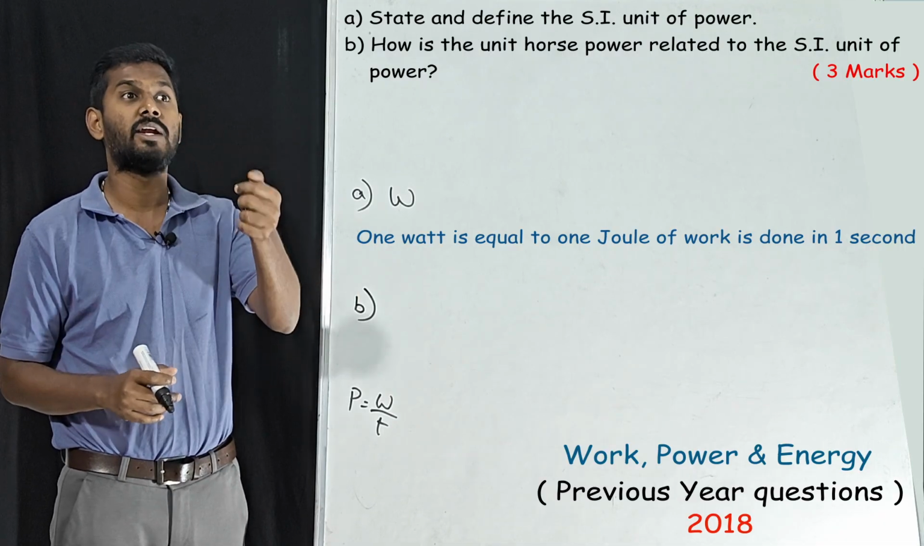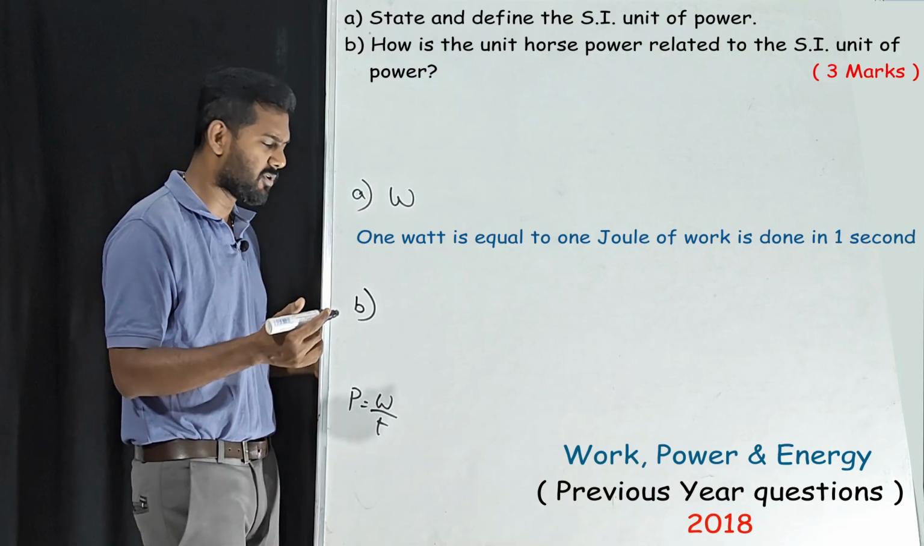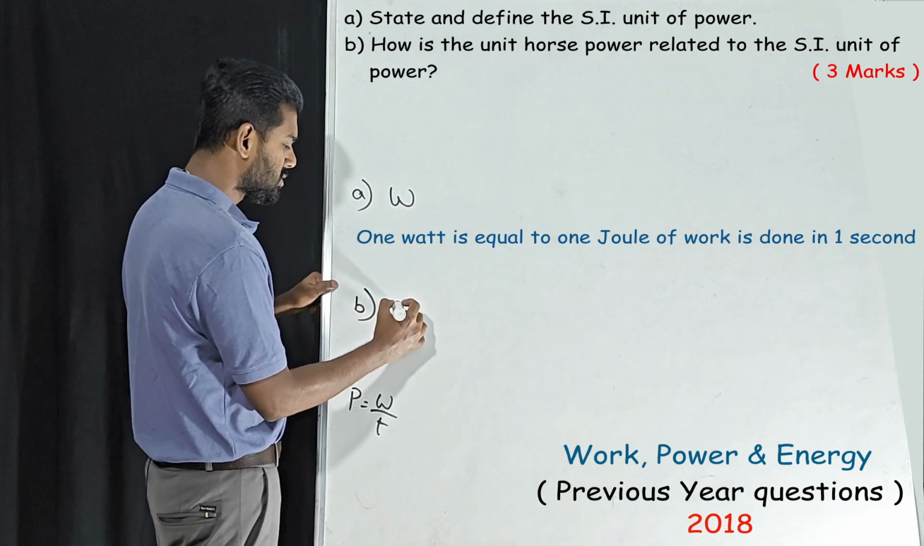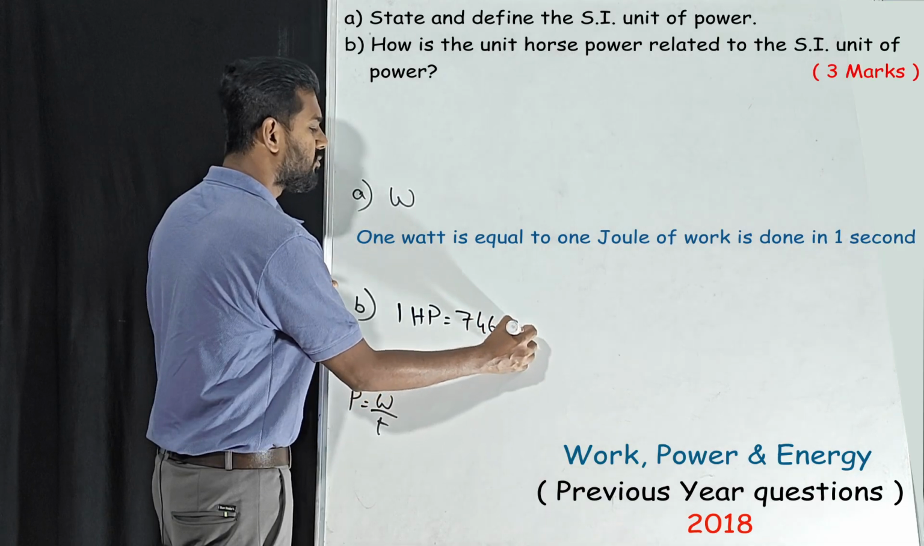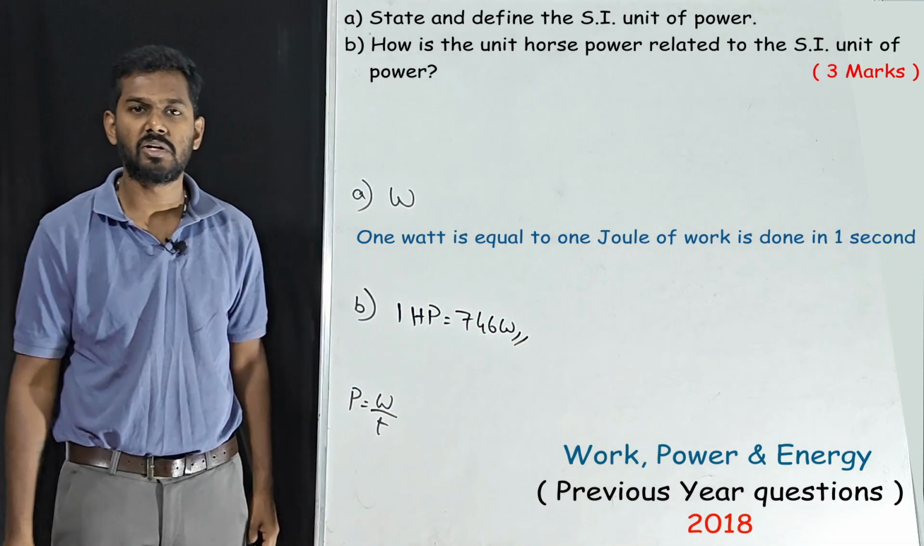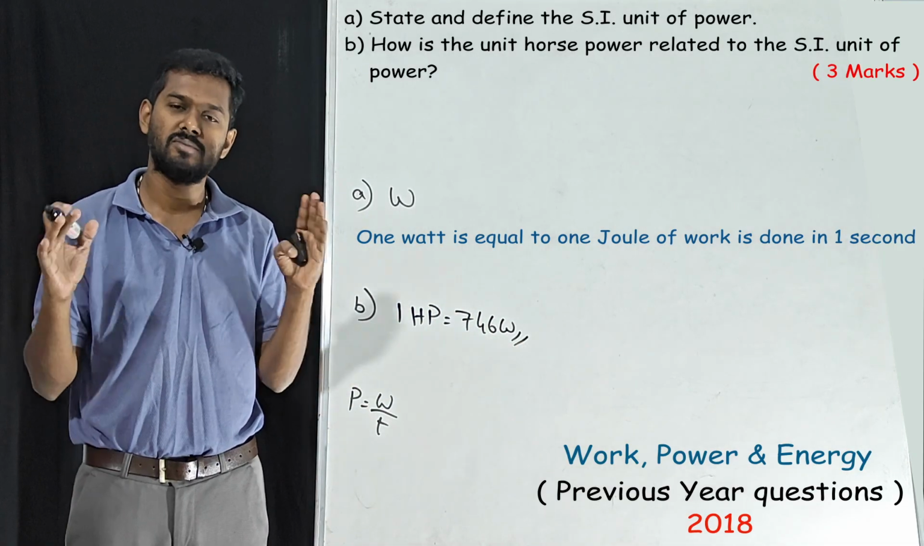Watt. How is that related to horsepower? What is horsepower? Horsepower is nothing but HP. So 1 HP is equal to 746 watt. There is no need to understand anything here, we have to learn it by heart.